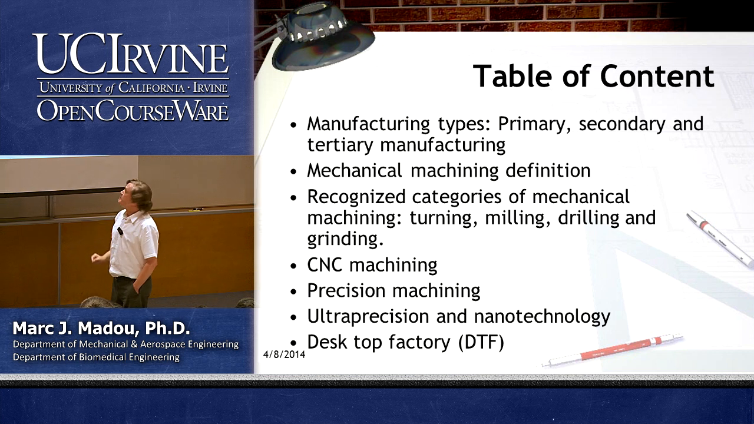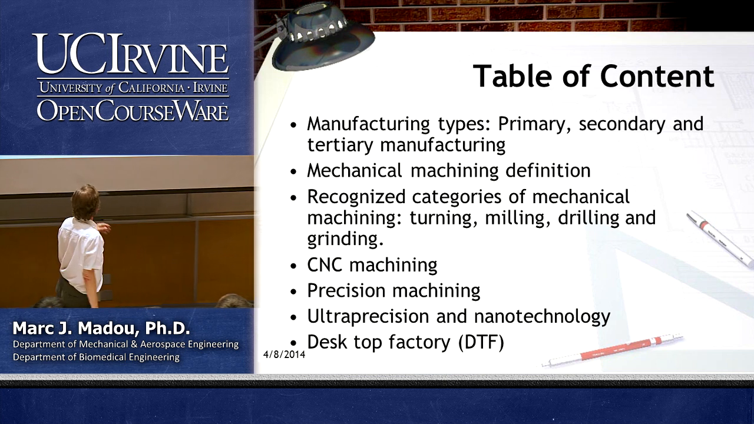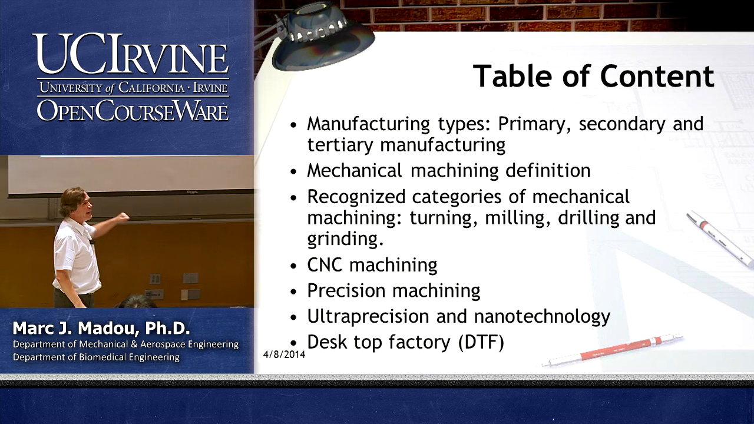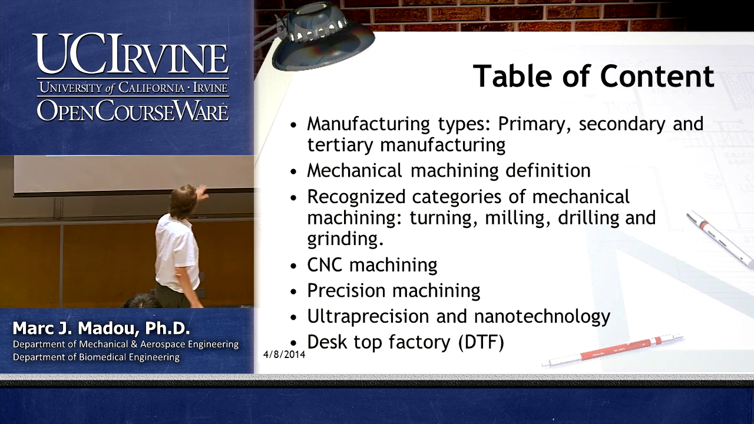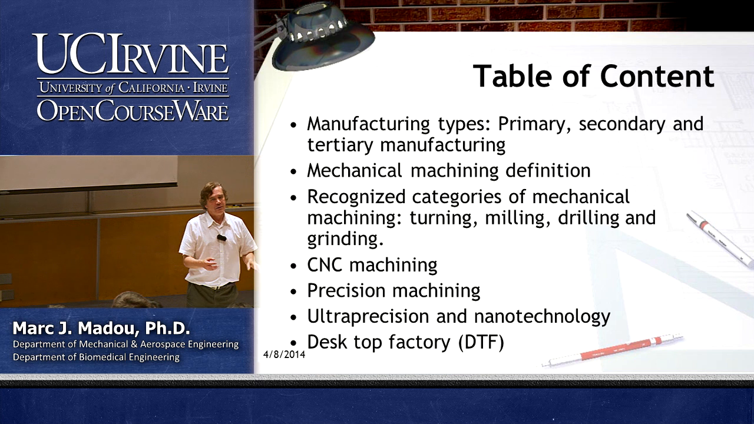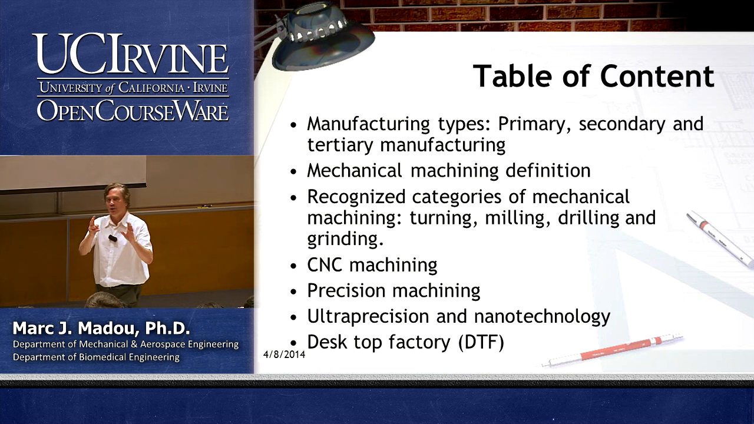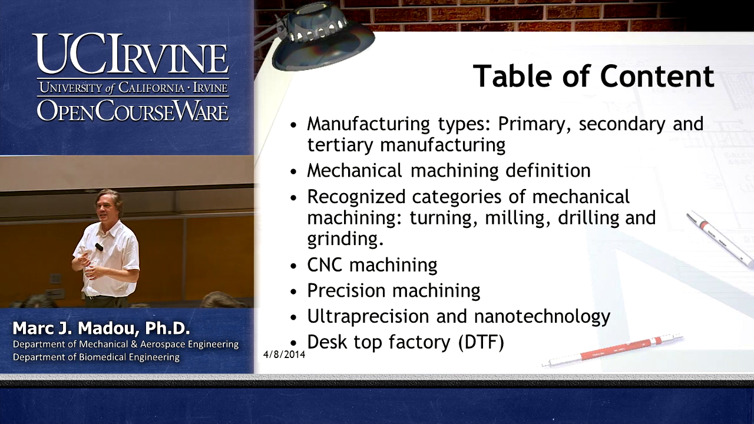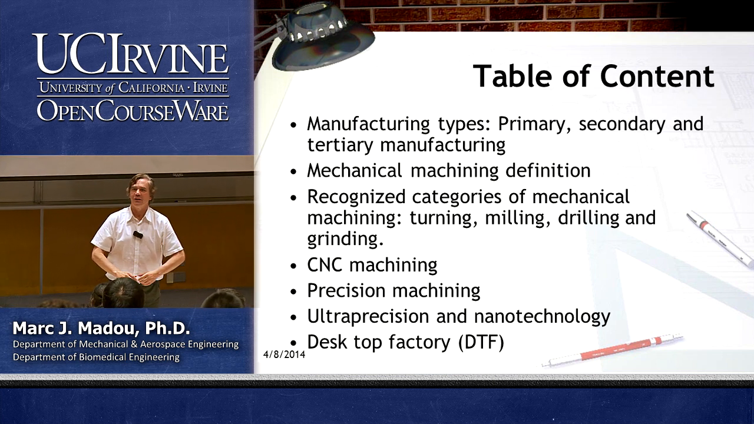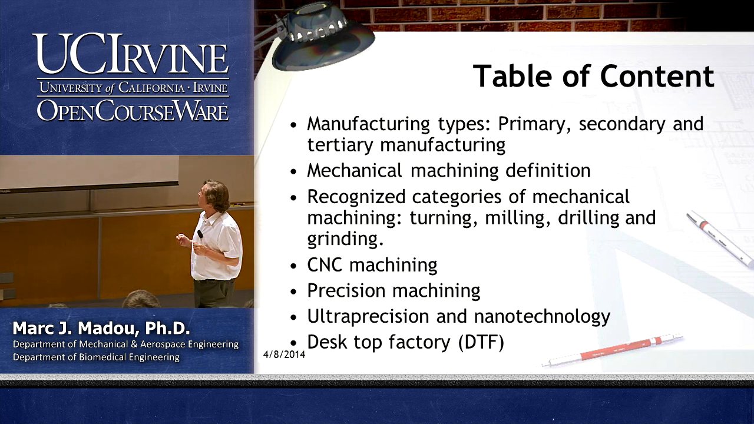We'll give a definition of mechanical machining, and then four recognized categories in mechanical machining. It's turning, milling, drilling, and grinding. And so it will be easy to figure out what drilling and grinding is. Turning and milling, you'll always be confused. You always flip it around. So make sure you don't flip it around. In one case, your tool is turning. In the other case, your workpiece is turning. Okay? But we'll give you little videos to get an idea of each.